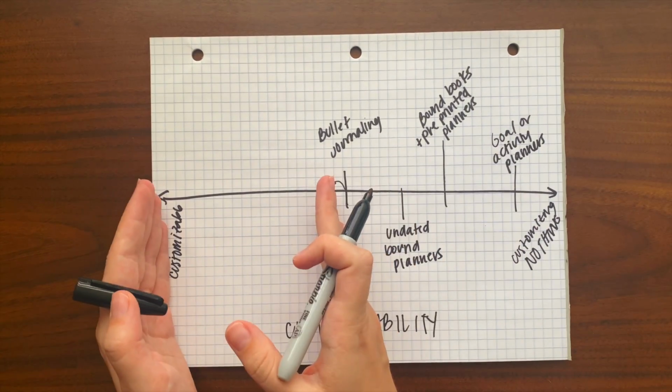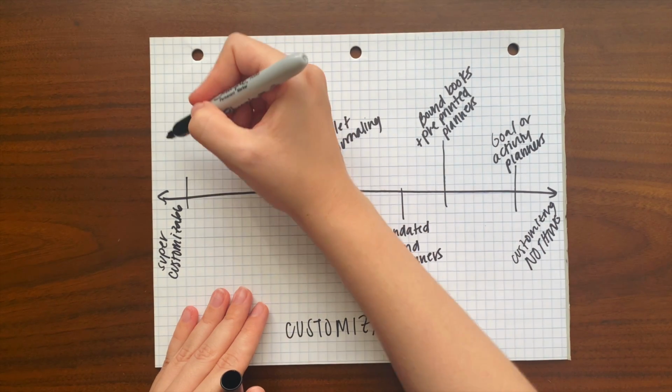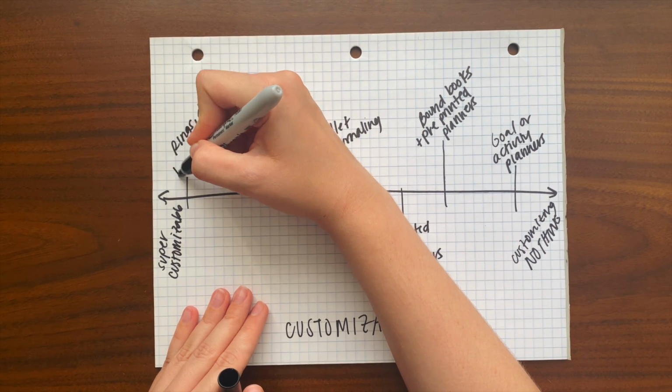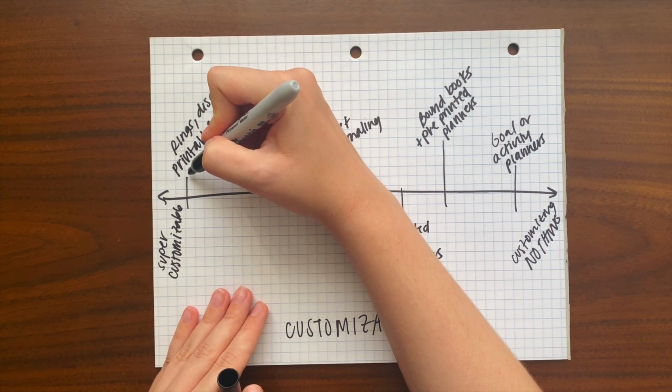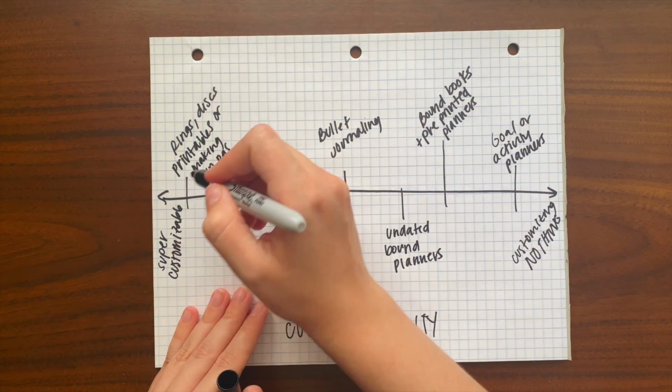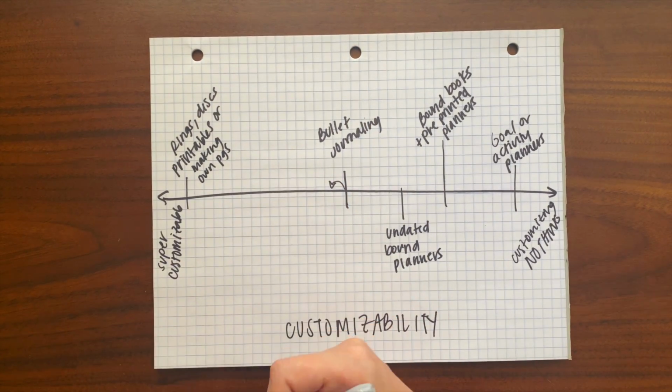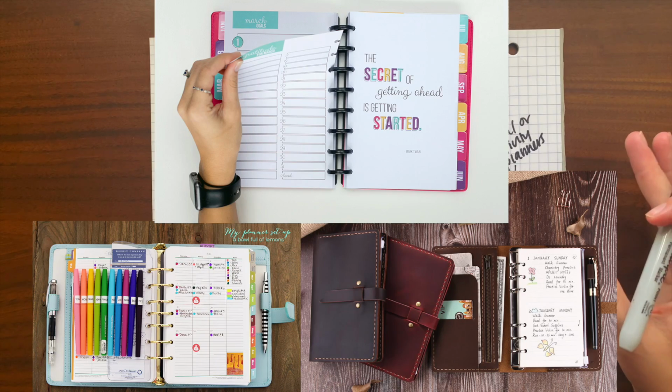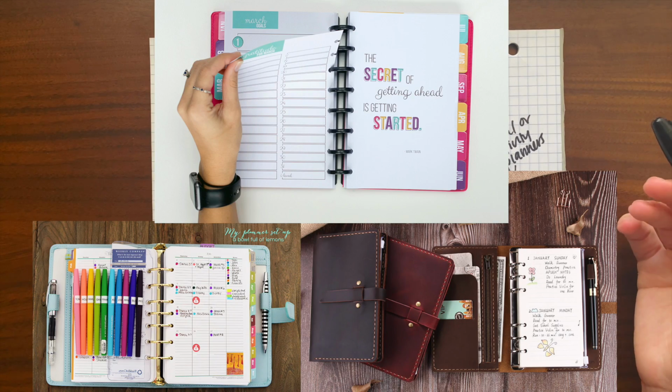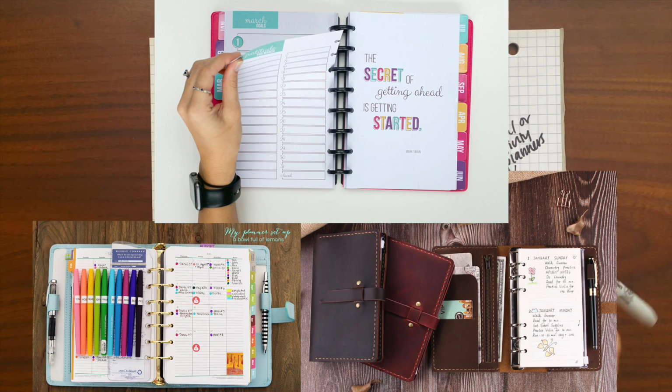And then on this side of the graph are things like rings or discs, basically anything where you have to be printing or making your own pages. That's over here. And for those of you who are unfamiliar with rings, discs, printables, that sort of thing, I'll put some screenshots up on the screen right now. Essentially, it looks like a 3-ring binder and you just hole punch and put in your new daily or weekly or whatever spreads you want.